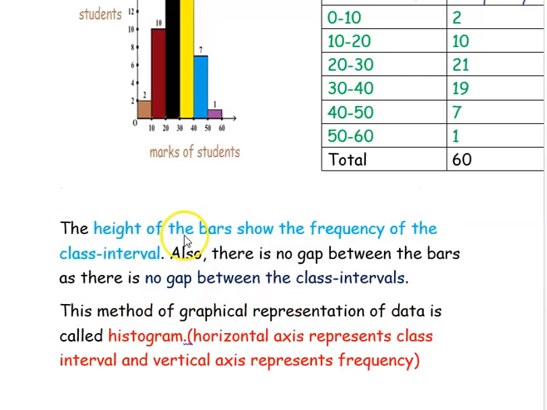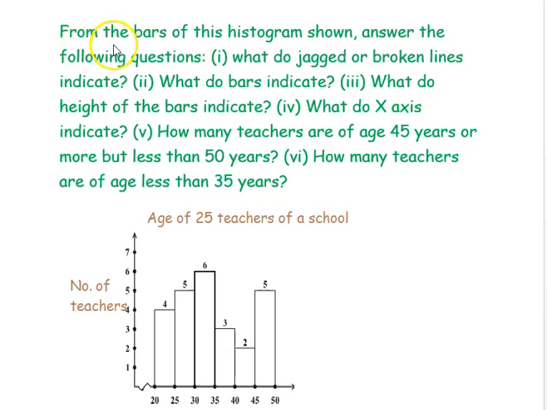And in this histogram, the horizontal axis represents the class interval and the vertical axis represents the frequency. Next question is, from the bars of this histogram shown, answer the following questions. What do jagged or broken lines indicate? What do bars indicate? What do height of the bars indicate? What do x-axis indicate? How many teachers are of age 45 years or more but less than 50 years? How many teachers are of age less than 35 years?